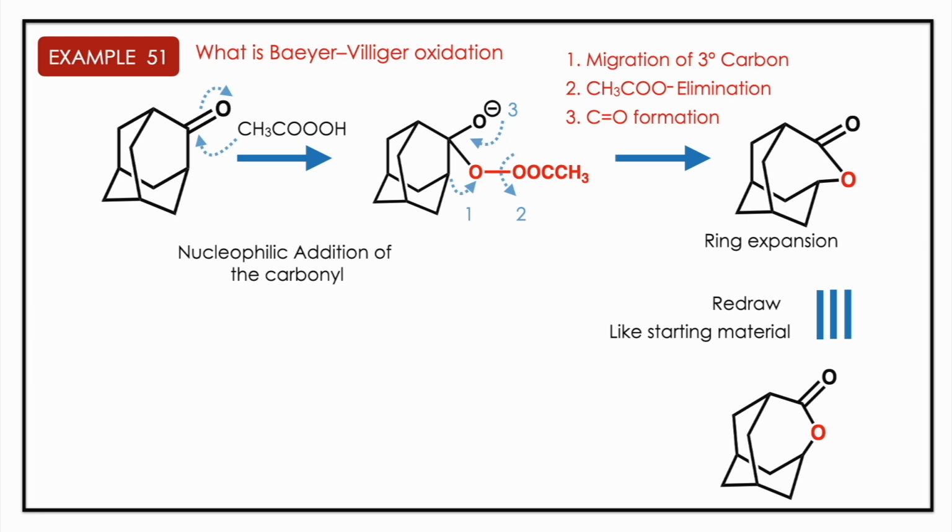You have the ring expansion. If you redraw nicely, you can clearly see the 6-member ring becomes a 7-member ring. The concept you have to learn here is to always focus on the basics. Don't get confused by the big molecules.